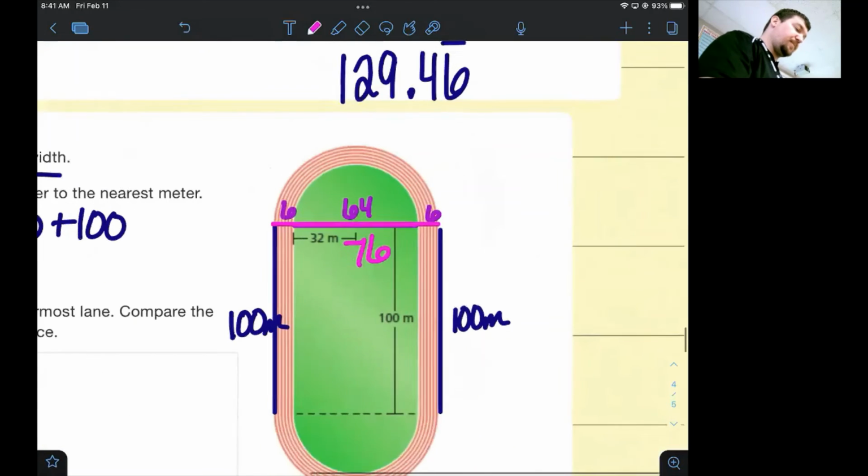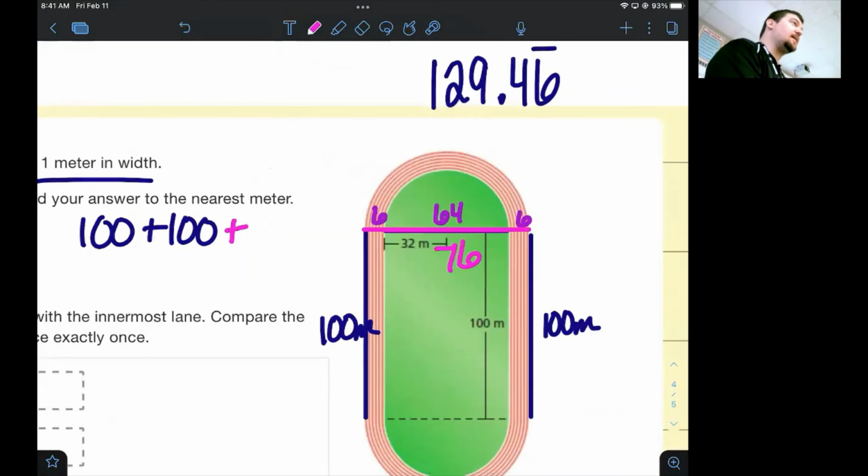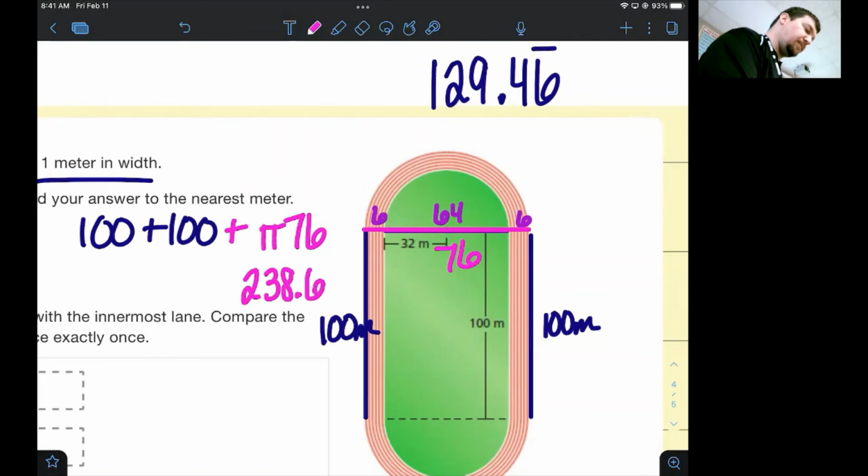So 100 plus 100 plus the circumference of those 2 semicircles, which is 1 full circle, pi times diameter, or pi times 76. That's our perimeter. So pi times 76 should give us 238.64 if we're using 3.14 for pi and not the pi button, which again, you're welcome to use. I just know that not everybody has it. I'm going to stick with using 3.14.